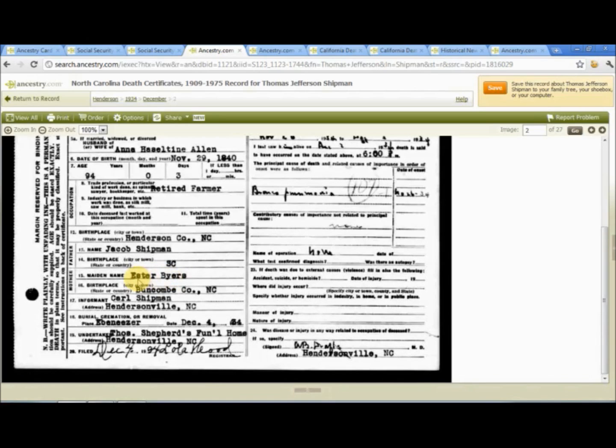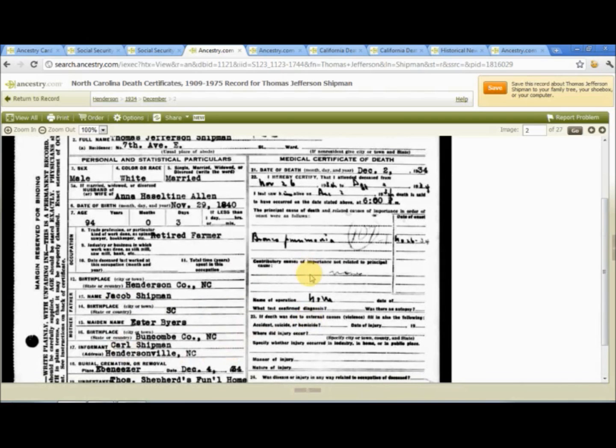Now, according to the informant here, Esther Byers was born in Buncombe County, North Carolina. And then just below that here, we see that the informant on this death certificate was Carl Shipman of Hendersonville, North Carolina. Now, I know that Carl Shipman happens to be Thomas Jefferson Shipman's son, and so that gives me some great information. Now, let's scroll up in this other column here on this certificate.